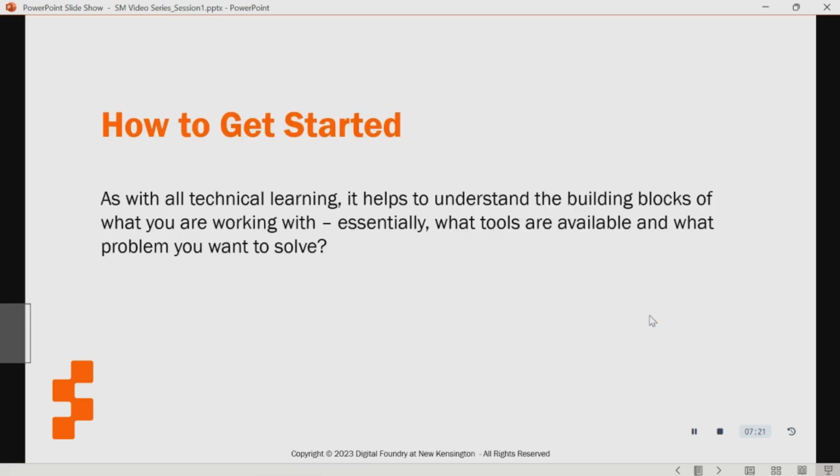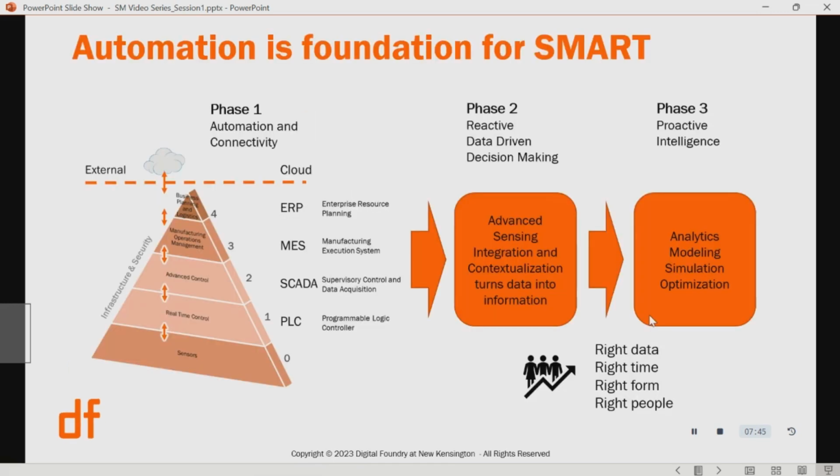So to get started, as with any challenge that's technical in nature in particular, it always helps to start by understanding the building blocks of what you're working with. Essentially, what are the tools that are available to you today? What problem is it that you're trying to solve? And how can those tools be leveraged to help you solve that problem? So we're going to help step you through that.